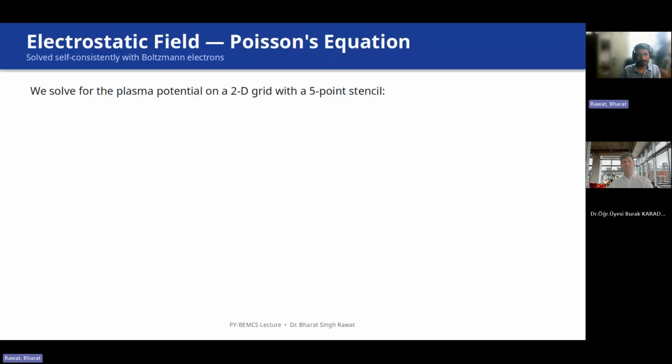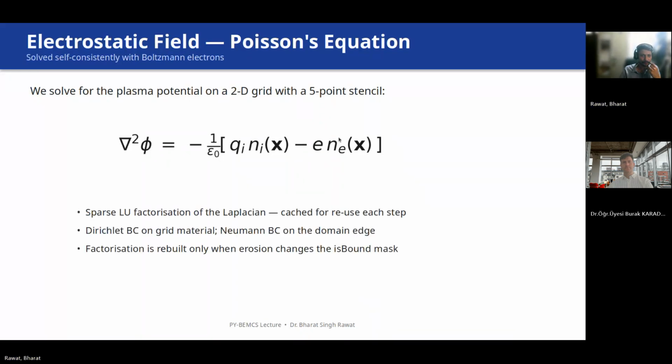So to solve the electrostatic field, there is a 5-point stencil method. You have this Poisson equation where you have the balance between your ions and electrons, and you numerically divide it into this stencil method, which is a very popular method for solving the Poisson equation numerically. And then you have this sparse lower and upper matrix factorization method in which you split the matrix, which is very sparse. A sparse matrix means most of the components in the matrix are zero and only the diagonal components dominate your matrix.